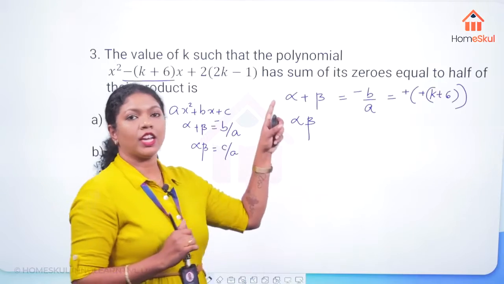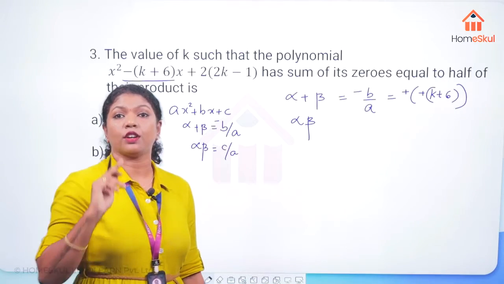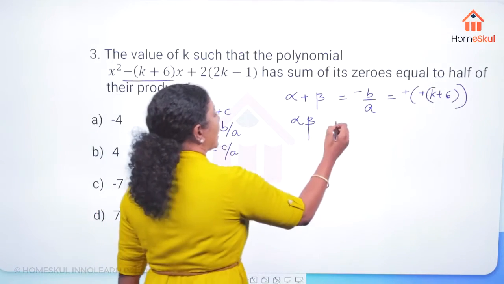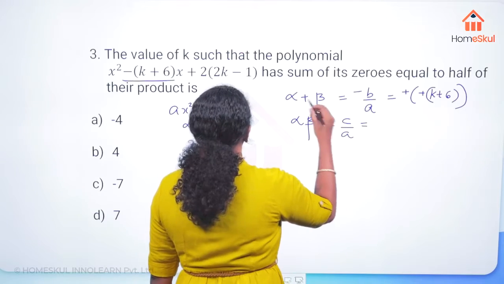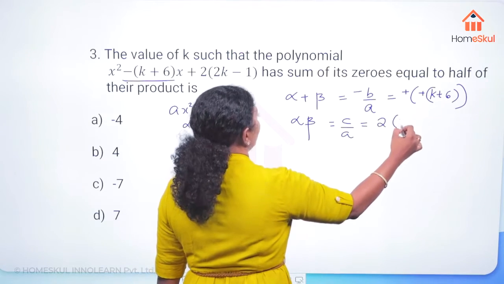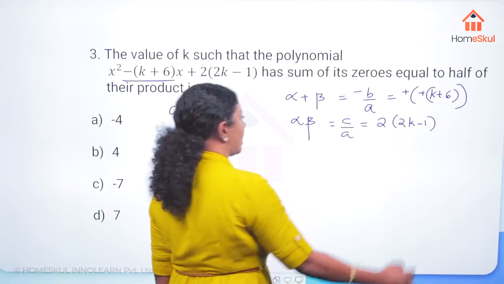Next, alpha into beta, that is the product of the zeros. That is taken as c by a. What is c here? 2 into 2k minus 1.